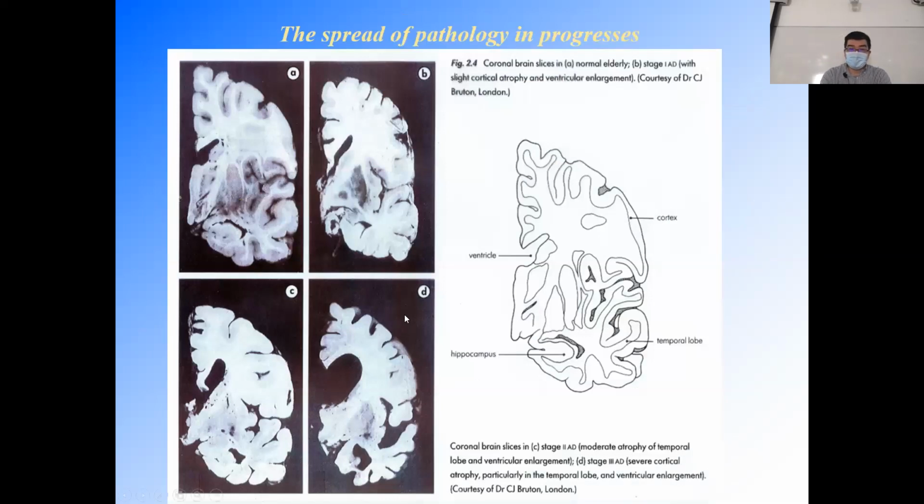So this is the brain image. The brain is taken out and then cut into slices, mostly coronal sections. This one is the control, a normal individual. Now this is stage 1, this is stage 2, and this is stage 3. You can see that there's progressive loss of the tissues. The space is getting bigger and bigger.